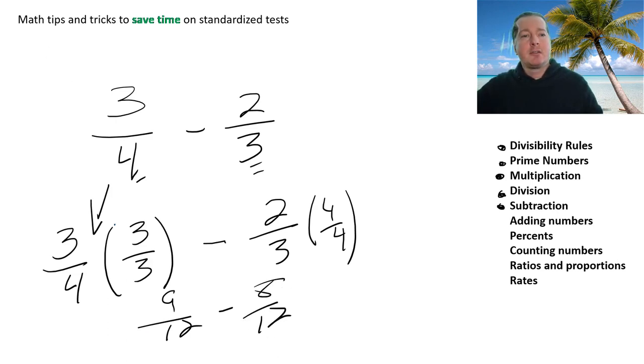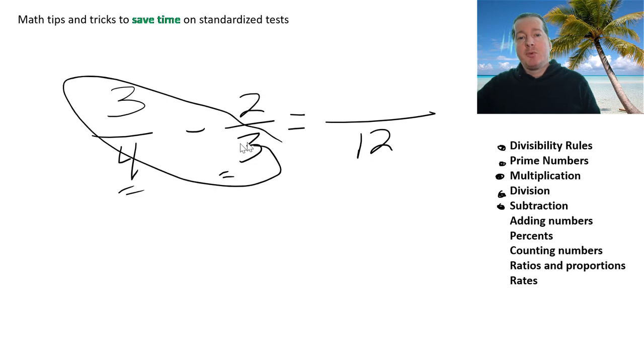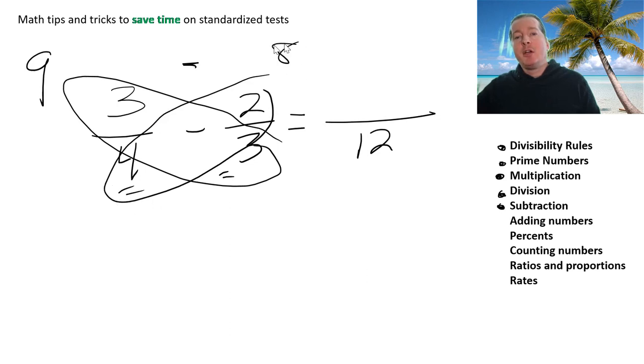But let's get rid of this. A quicker way to do it, called the butterfly method, I'm going to write this. 4 times 3, so you multiply them, 12. That's your common denominator. And then 3 times 3, I'll put the 9 up here, minus 4 times 2, I'll put the 8 up here. So 9 minus 8, 1/12. The butterfly method, a little bit of a time saver.